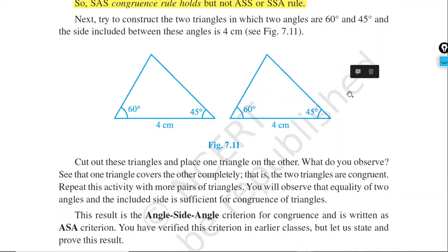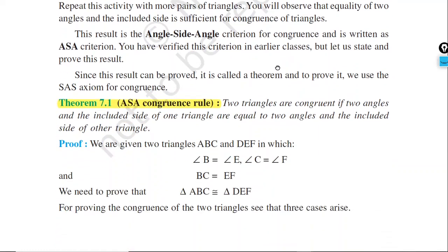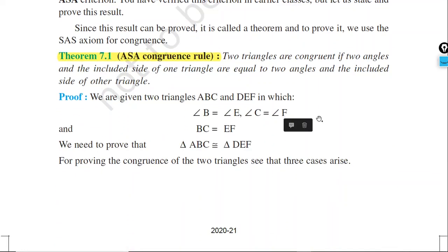So we'll move to another part now. Okay, there is a nice theorem. We will discuss the theorem here. As you know, theorems need to be proved. So we'll prove this theorem. Theorem 7.1, angle side angle congruency rule. Two triangles are congruent if two angles and the included side of one triangle are equal to two angles and the included side of the other triangle.